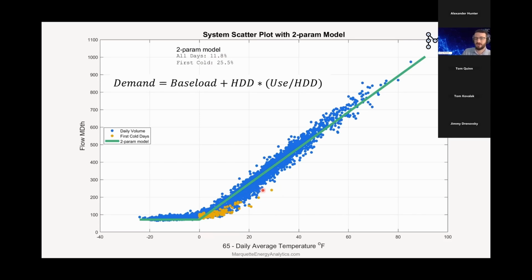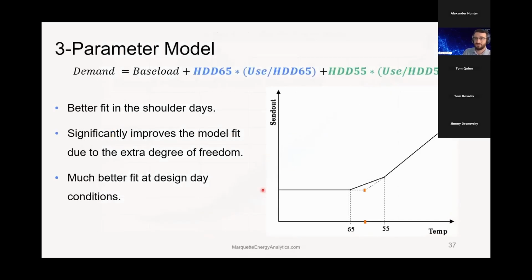So how can we make this better? Well, the first way we can make it better, and this is something we do for all of our modeling, is we can use multiple heating degree day terms. And it's part of why we look at those HDD 55, is because we use it as part of our modeling, because we know at temperatures below 55 degrees, we've got a much more linear fit.